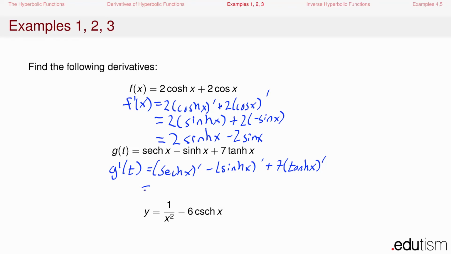The derivative of sech of x is negative sech x tanh x. The derivative of sinh of x is just cosh x, and the derivative of tanh of x is sech squared of x. So the derivative here is negative sech x tanh x minus cosh x plus 7 sech squared of x.